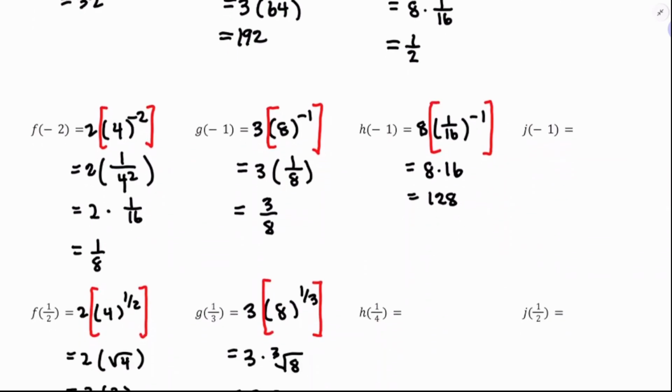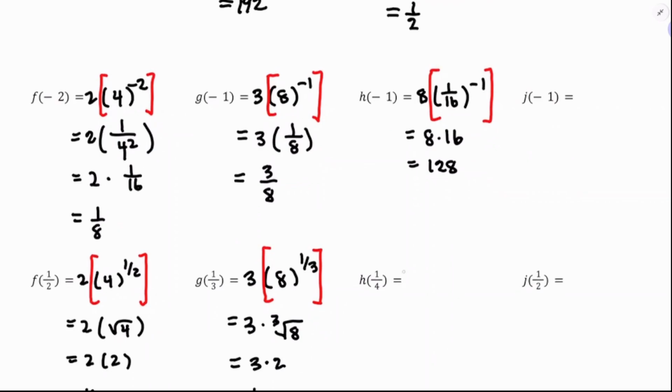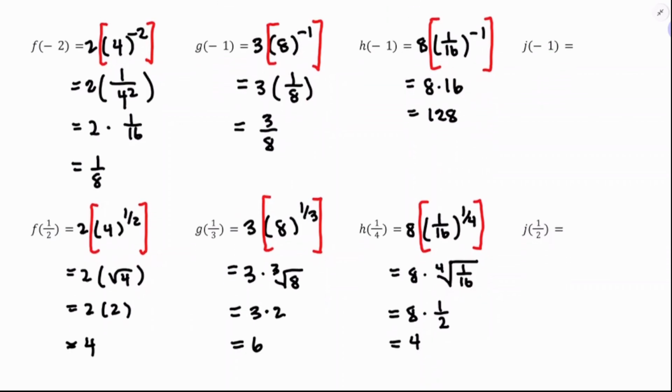And got h of 1/4, so that's going to be 8 times 1/16 to the 1/4 power. 1/4 power is going to be the fourth root, so I need to take the fourth root of 1 over 16. That's going to be the fourth root of 1, which is 1, divided by the fourth root of 16. Or you could think about what could you take to the fourth power to get 1 over 16? Anyway, it's a half. So that's 8 times 1 over 2, and that's equal to 4. So no, it's not on screen, but there you go.